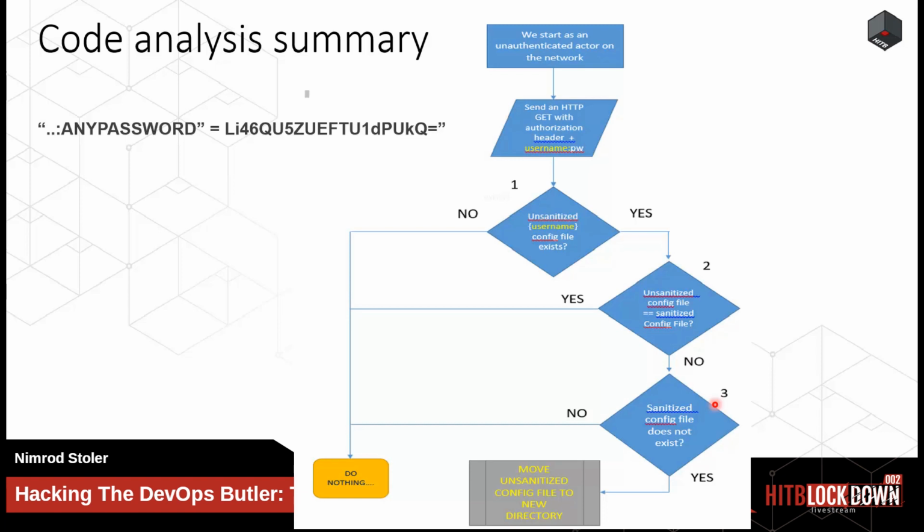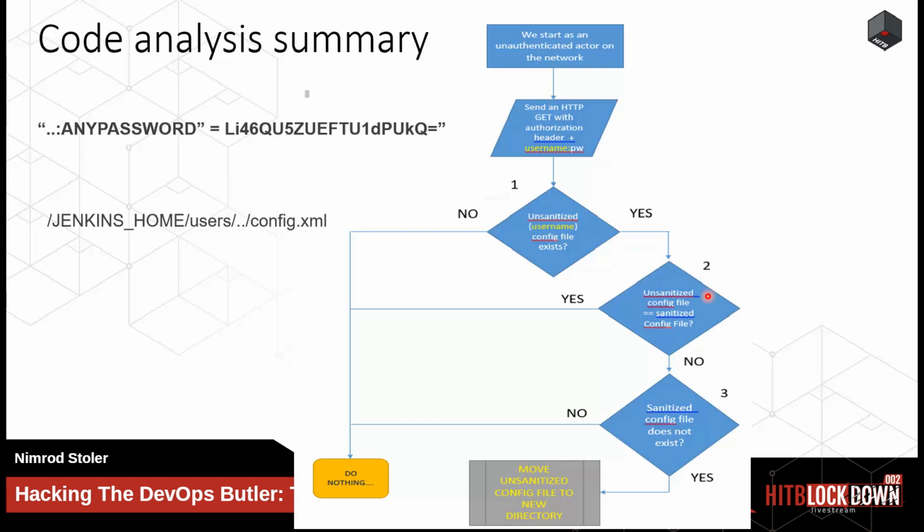Jenkins code will compute the unsanitized config file to be Jenkins home users .config.xml, which is actually equivalent to Jenkins home config.xml. We know this file exists, as this is the Jenkins main configuration file we discussed earlier. So we've successfully passed checkpoint number 1. Jenkins does not allow the sanitized config file to have a ... in the username due to path traversal issues.